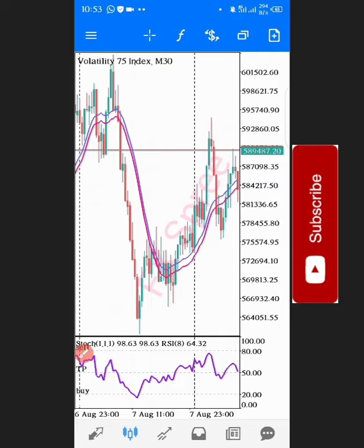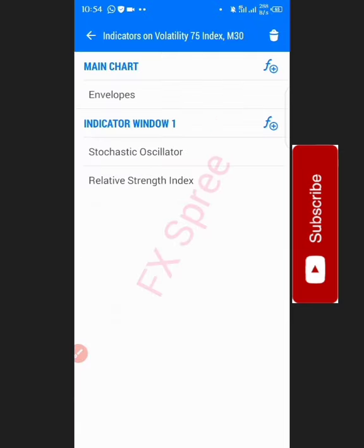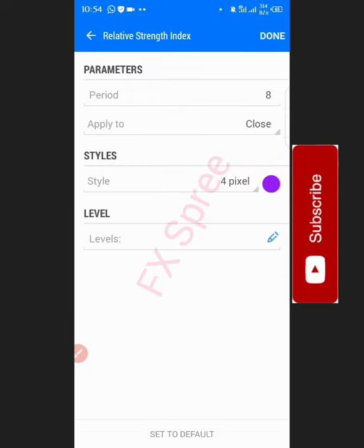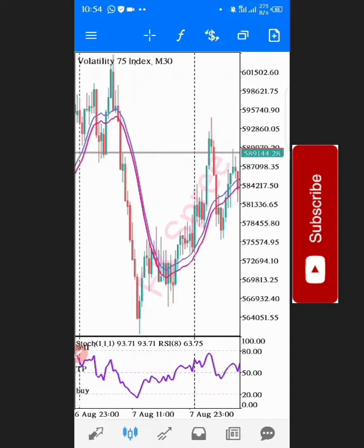Then the last one, F again. Then tap on F plus in front of indicator window 1. Then you scroll down to RSI. When you get to RSI, tap it. Then you have these parameters: period 8, apply to close, style 4 pixel, purple color, and the levels, no levels. So you click on done. When you tap on done, you can see the color appearing there. Yes, that is it. So we are set with all this, and we need to trade it now.